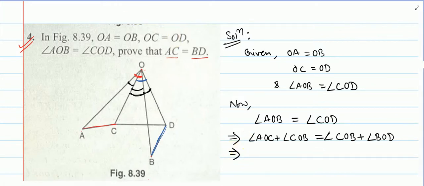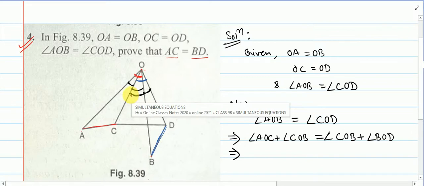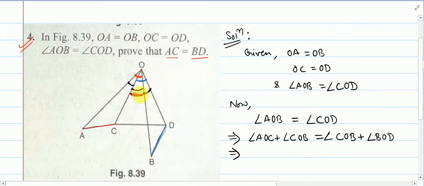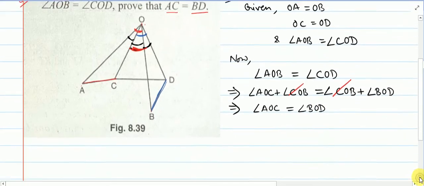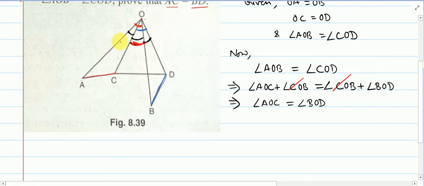So here what you observe is that this is common. Here angle COB, and here also angle COB. So these two will get cancelled, and you are left with angle AOC is equal to angle BOD. Now we'll try to show that these two triangles are congruent.